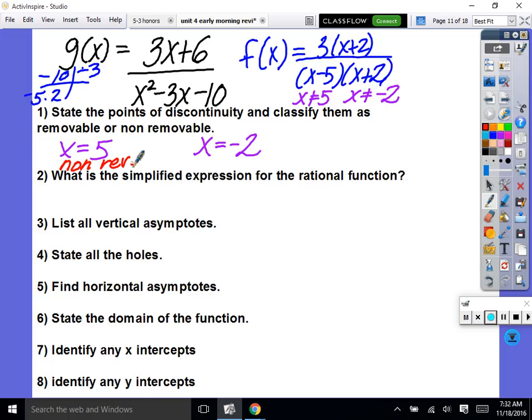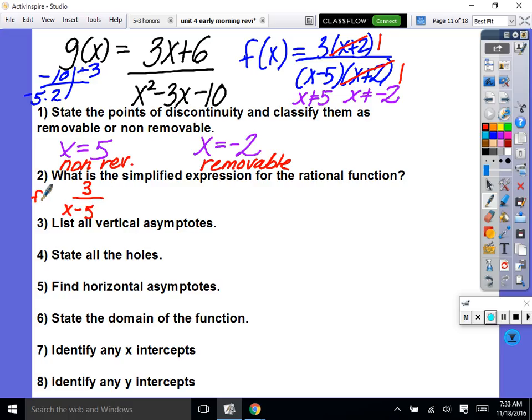X equals negative 2 is our other discontinuity. X plus 2 is what generated that. X plus 2 and x plus 2 divide out to become 1. So make sure you write in 1s. So that one was just removed. We literally just divided it out and removed it. So this one would be classified as removable. And that's also considered our hole. Very good. So now it says, what's the simplified expression for the rational? It would be 3 times 1, so 3 over x minus 5, correct?